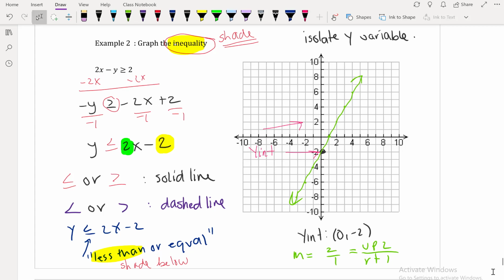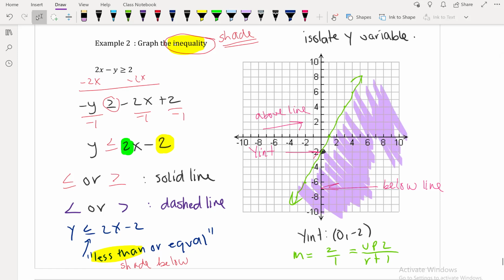Here are above the line, and here would be below the line. From that y-intercept we have above the line and below the line. Since we have less than or equal to, then below the line would be here. So this is where I'm going to be shading.